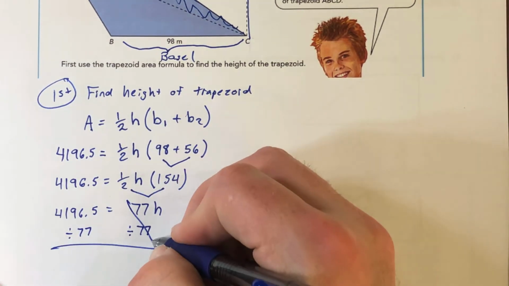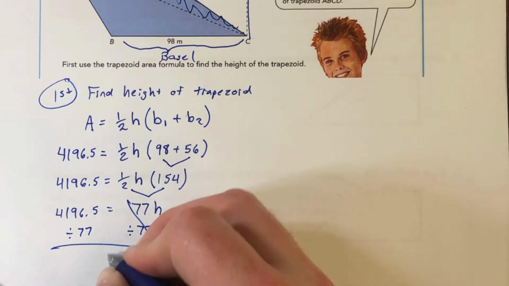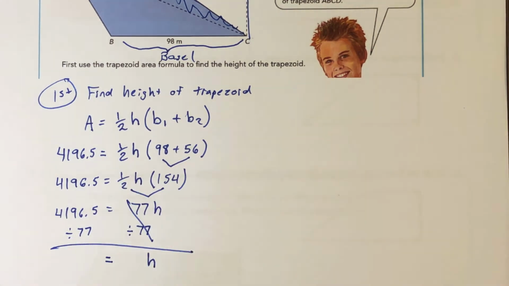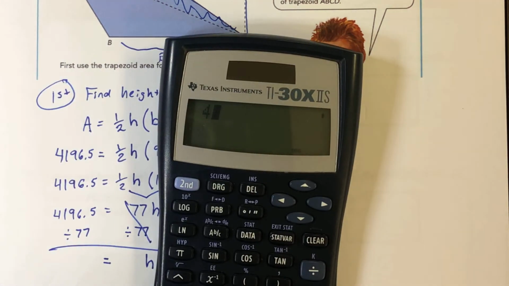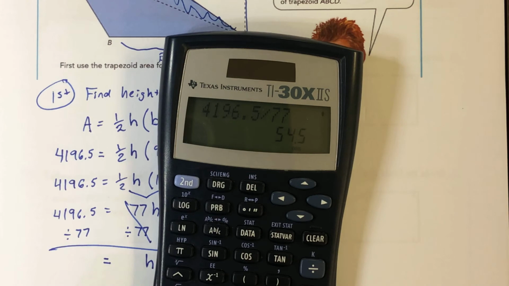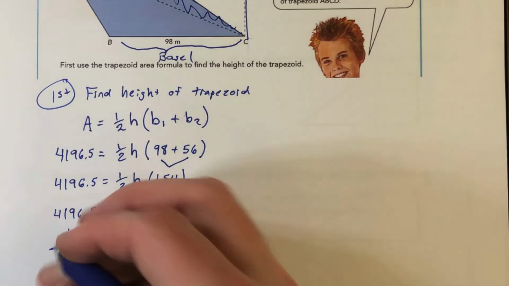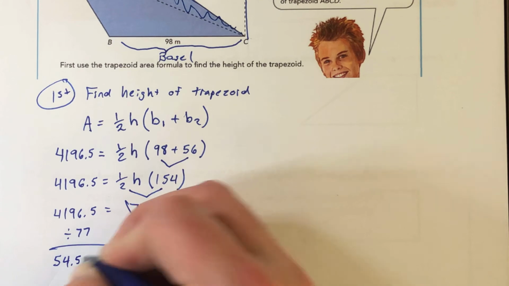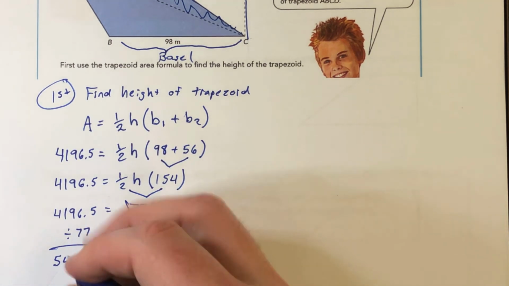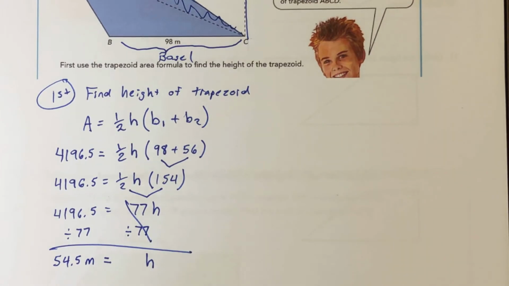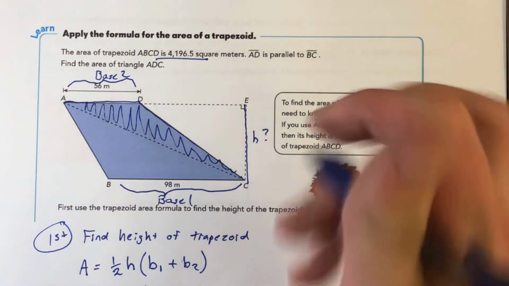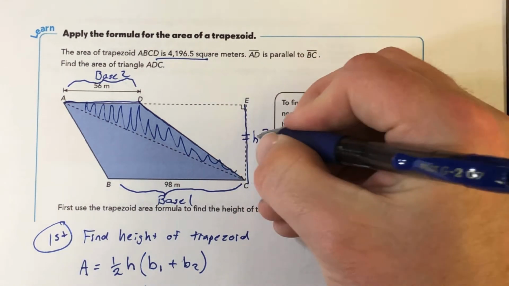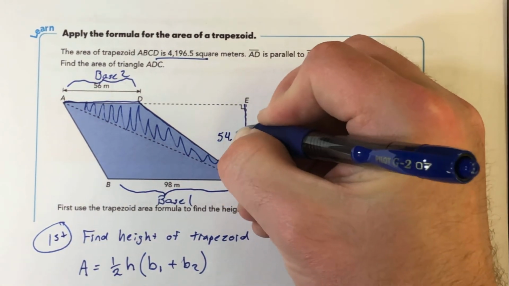The right side, the 77's cancel, leaving you with h equals, and what's the answer for this one? Not doing that in my head. 4,196.5 divided by 77, 54.5. 54.5 what? This is height, so 54.5 meters. Is that my answer? No, it's not. Why did I find it? Well, we just now found that the height is 54.5.